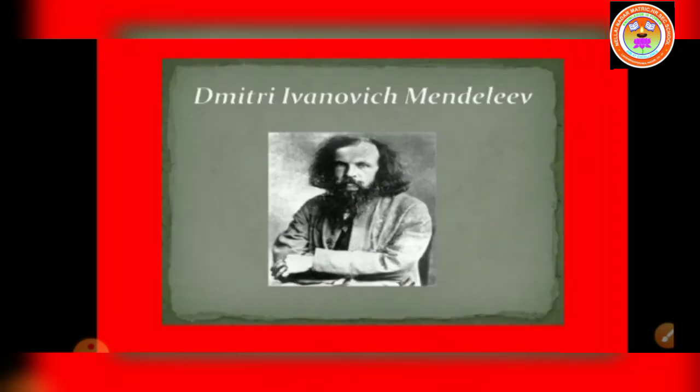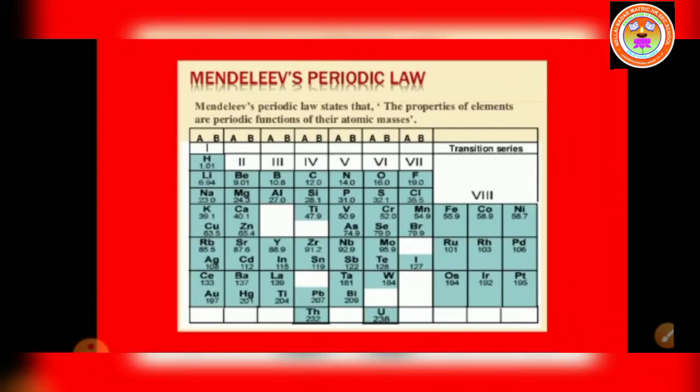In 1869, Mendeleev observed that the elements of similar properties repeat at regular intervals when the elements are arranged in the order of their atomic masses. Based on this, he proposed the law of periodicity, which states that the physical and chemical properties of elements are the periodic functions of their atomic masses. He arranged 56 elements known at that time.